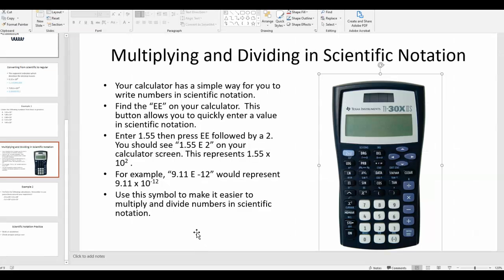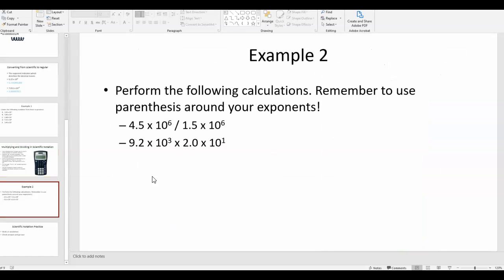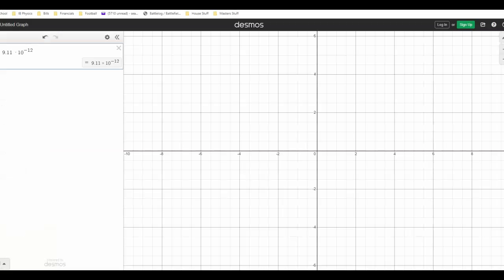Now, very, very important. When you're multiplying and dividing with numbers in scientific notation, make sure that you put parentheses around the entire number before you hit multiply or before you hit divide. Let me give you an example. Let's say we want to do 4.5 times 10 to the power 6 divided by 1.5 times 10 to the power 6.